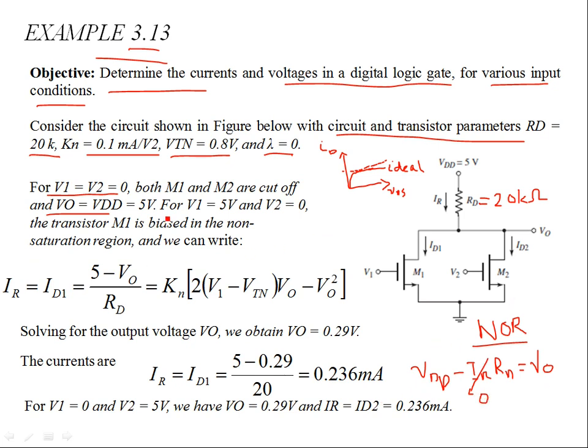So for V1 equal to 5 volts and V2 equal to 0, that means this transistor is on. 5 volts is also greater than the threshold voltage, 0.8 volts, okay.